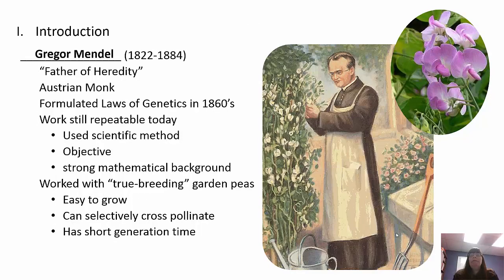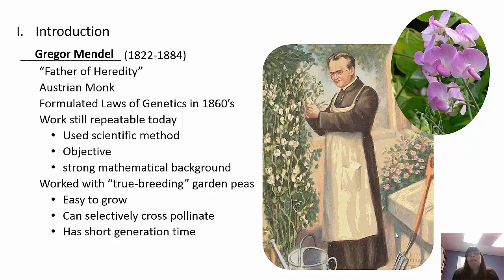So Gregor Mendel was known as the father of heredity. He was an Austrian monk, and he was working in the 1860s. And he was actually working at the same time as Charles Darwin was on his theory of evolution and natural selection. So had they been able to communicate, who knows what we could have gotten done back then. The important thing is that his work is still repeatable today because he used the scientific method and he took detailed notes in all of his work. He was objective and he had a strong mathematical background, so this helped him out as well.